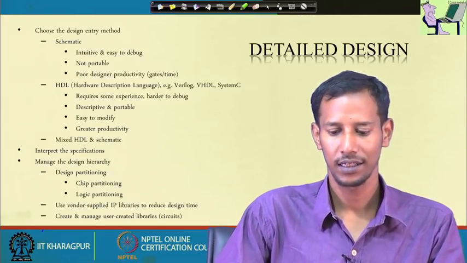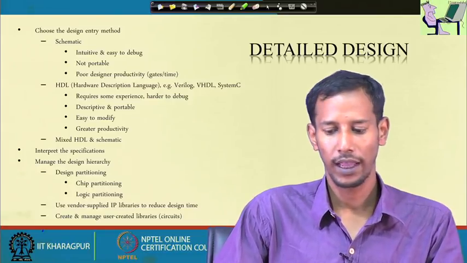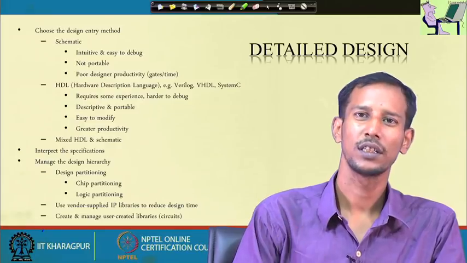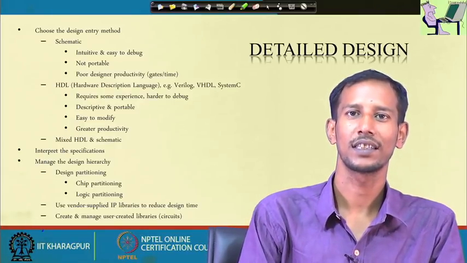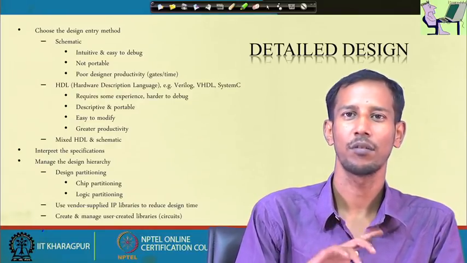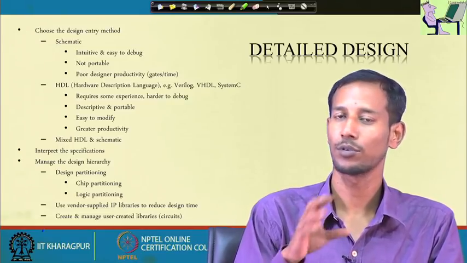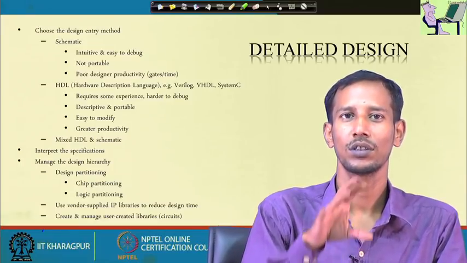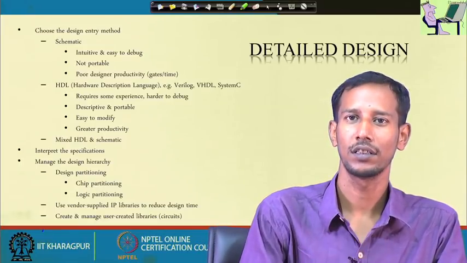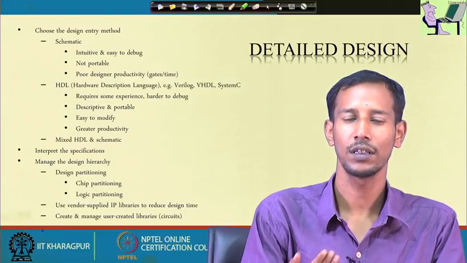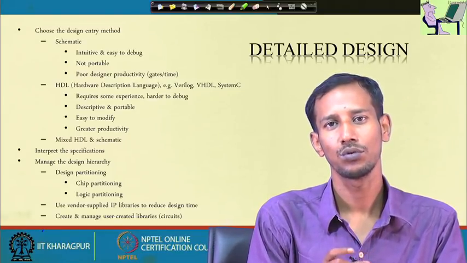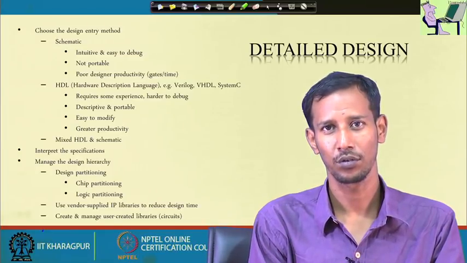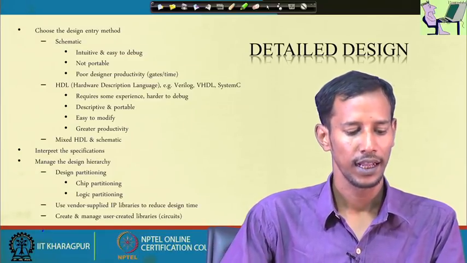After that you have the detailed design. Detailed design means you can choose between two styles, schematic or HDL language entry. Once the architecture has been developed, using either of these two styles you can describe that particular architecture as the corresponding hardware.